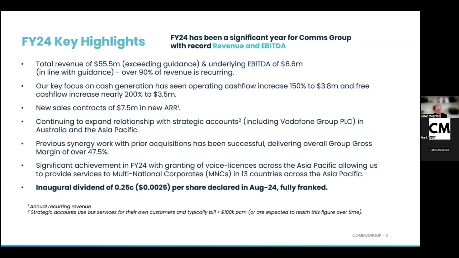New sales contracts of 7.5 million in new annual recurring revenue. As mentioned before, we typically like to focus on recurring revenue, with many of our contracts being 3 years plus. And we have a strong, consistent level of new sales, typically quarter on quarter. So we're not reliant on one big quarter. We typically have a strong level of new sales contracts being signed each quarter.